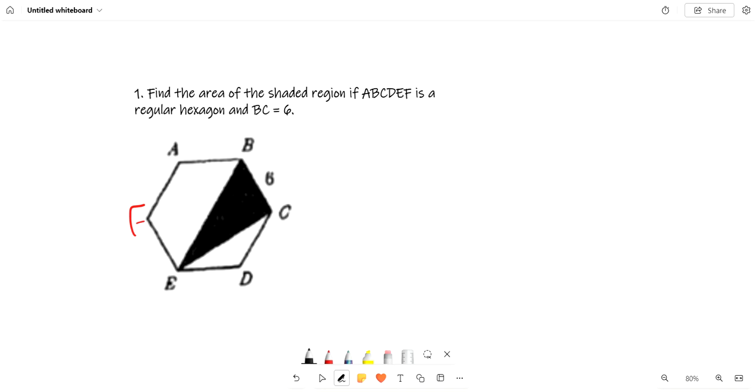Okay, so we are asked to find the area of the shaded region, which is BCE, if A, B, C, D, E, F is a regular hexagon and base equals 6. So we now know that every one of these sides are 6. We also need to find this area, right?